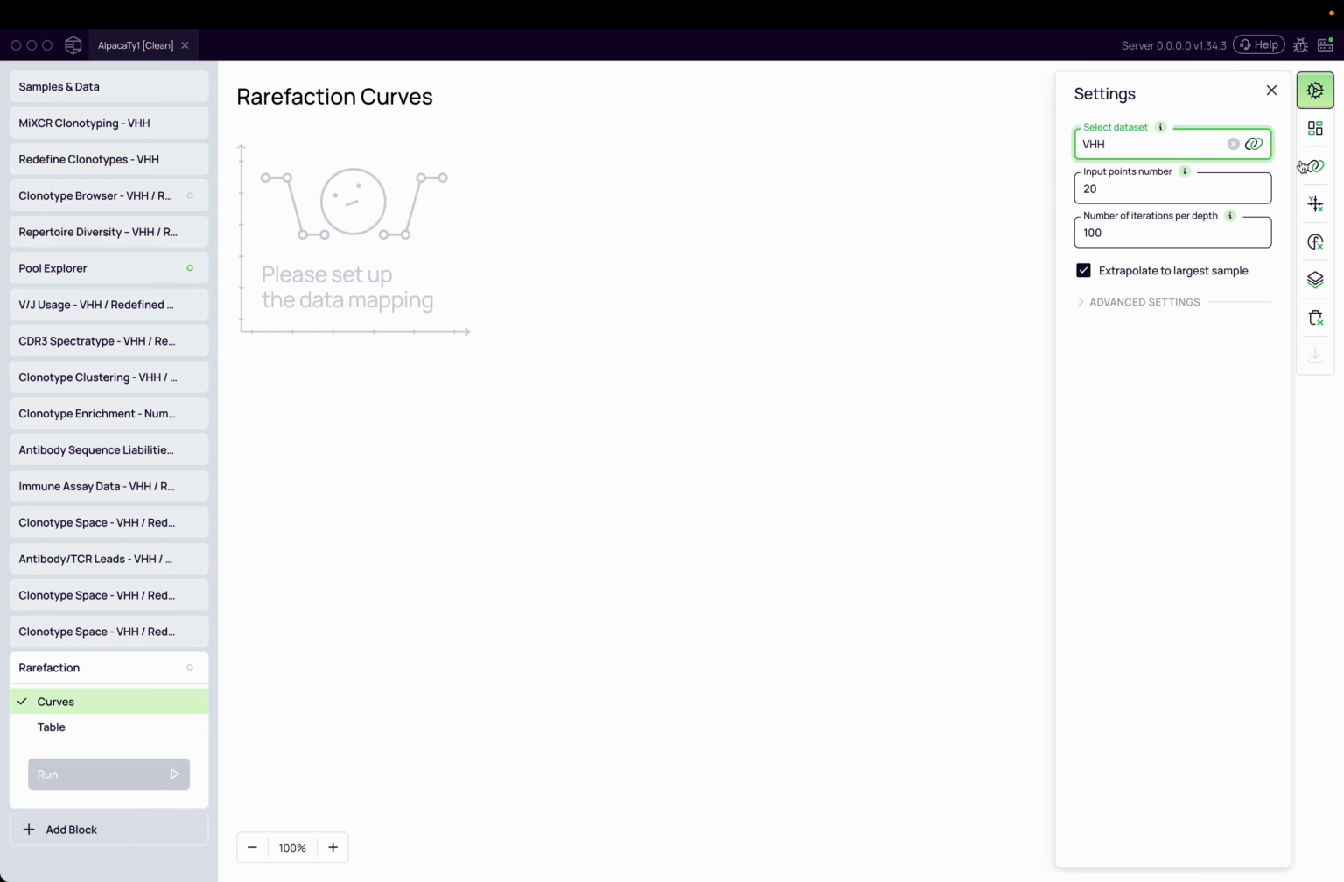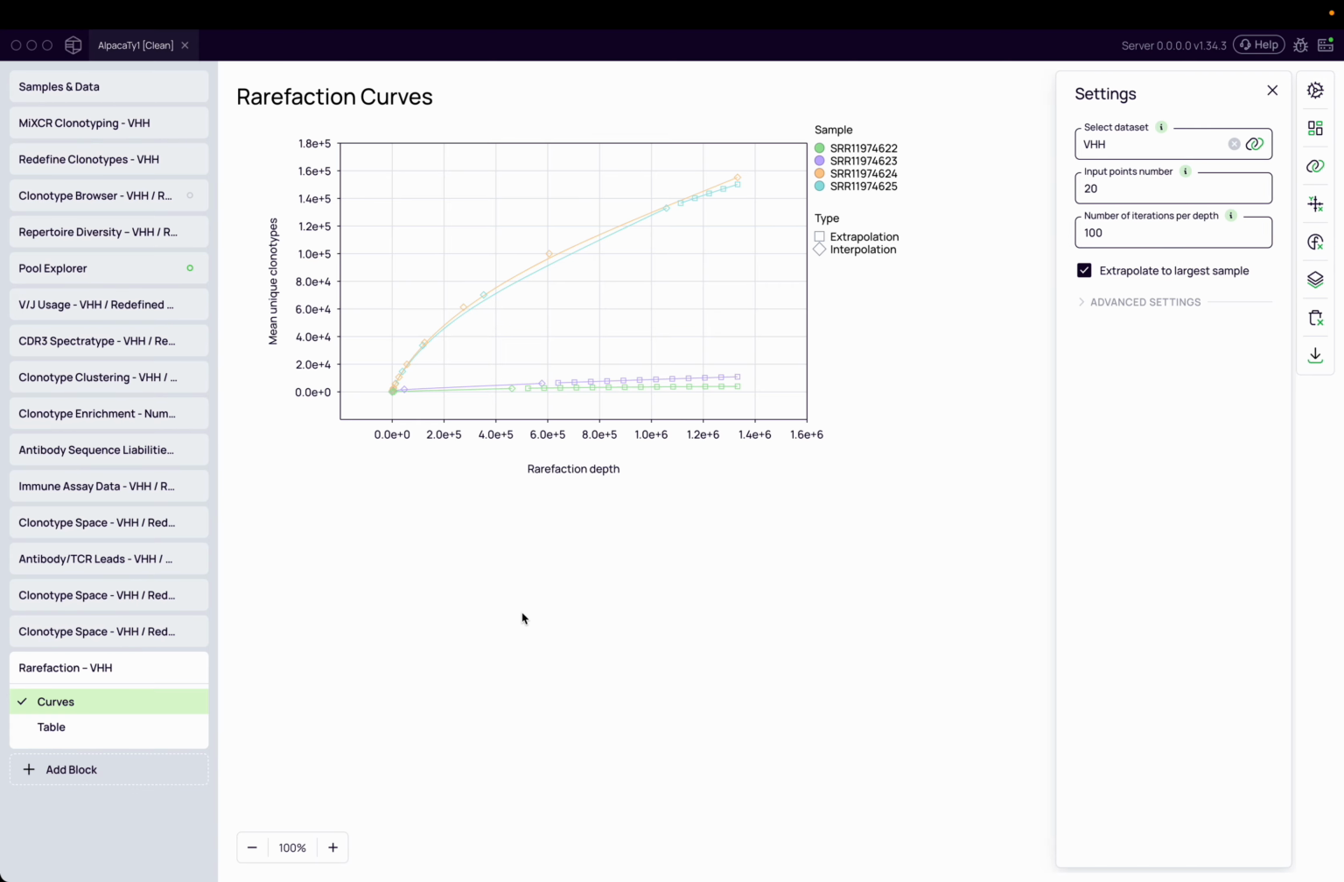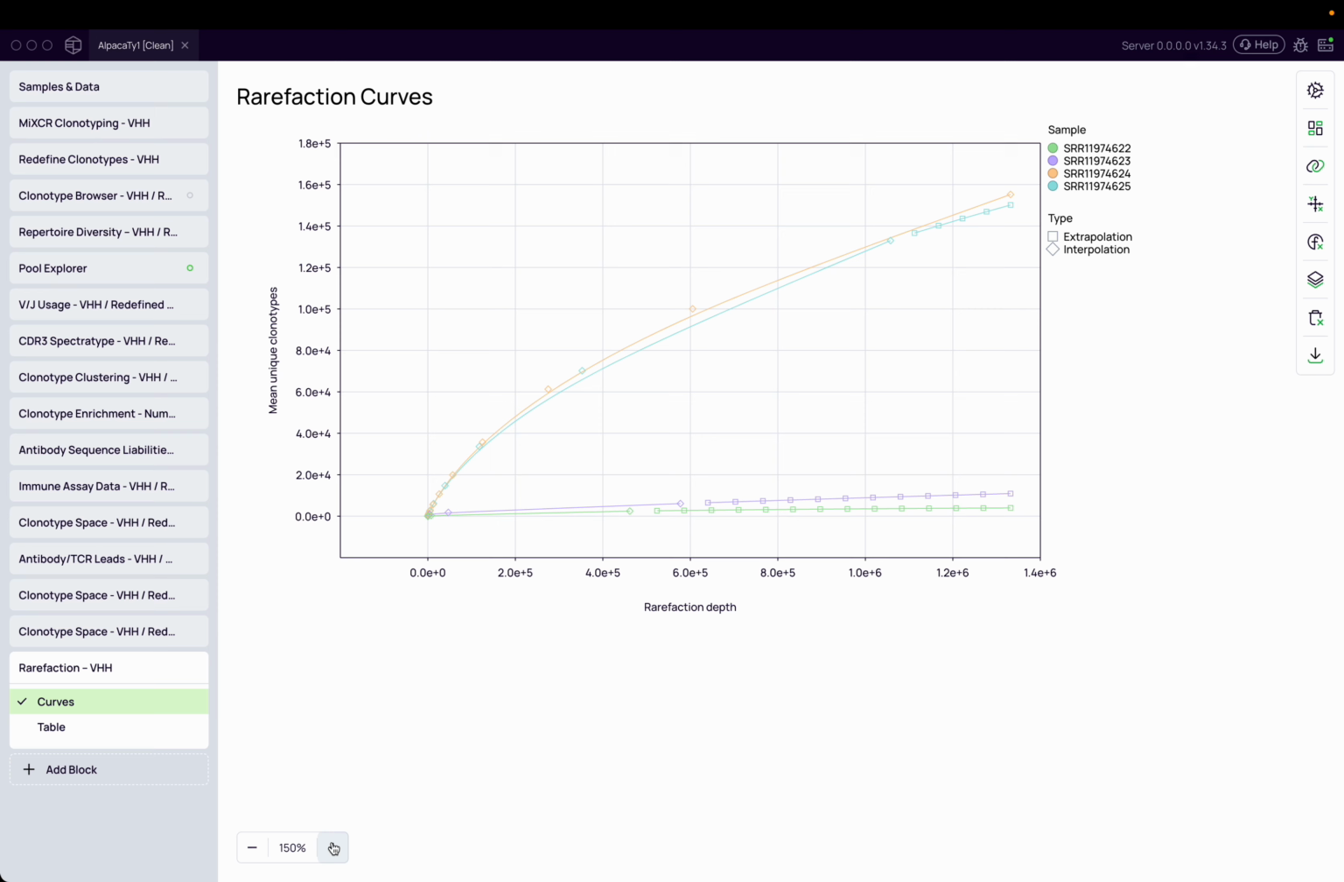So we're selecting the dataset that we're going to process, and we're good to go with the default settings: the number of points used for the interpolation and extrapolation, the depth of the interpolation, and whether we are going to include the extrapolation in our analysis. So let's run. And yeah, that's it. It's calculated.